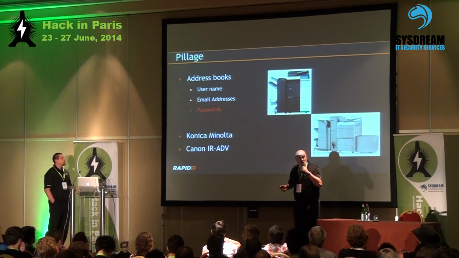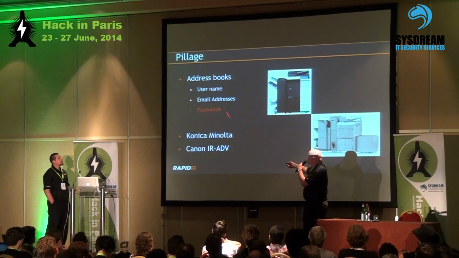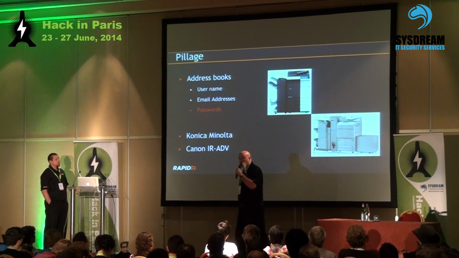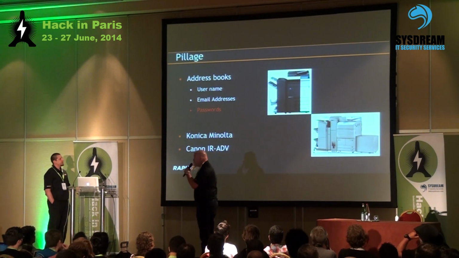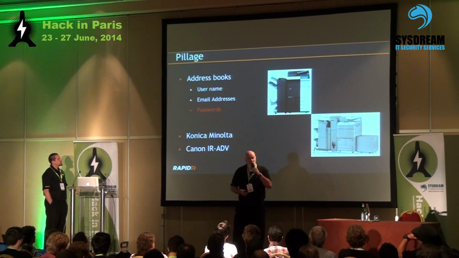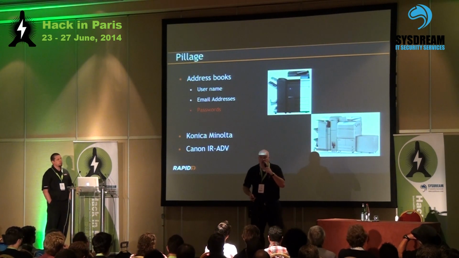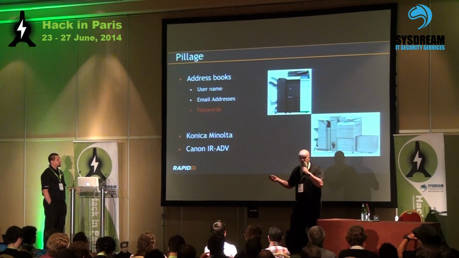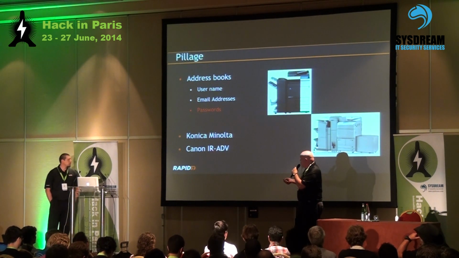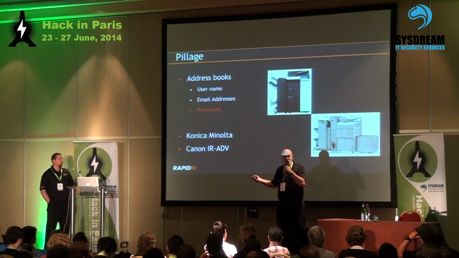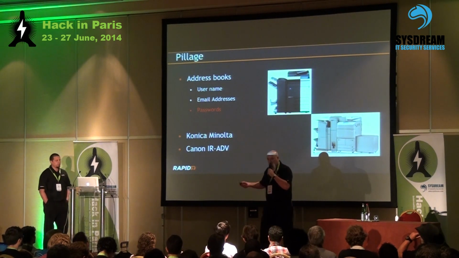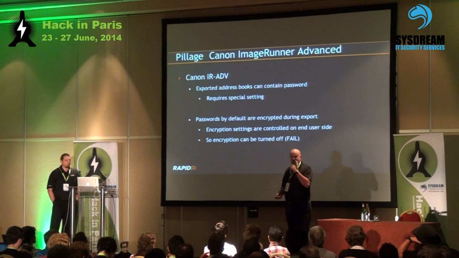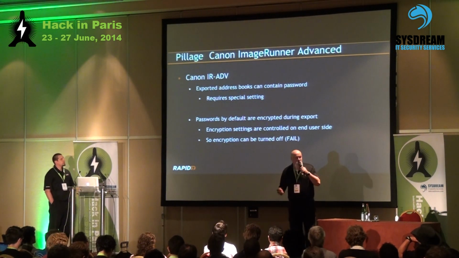But the one key thing is they contain passwords. There's a number of products that actually will store passwords in the actual address books. The couple we're going to talk about here is the Konica Minolta and the Canon imageRUNNER ADVANCE versions. Now, of course, the Canon imageRUNNERs that predated this also had a similar problem, so it's basically all the Canons.